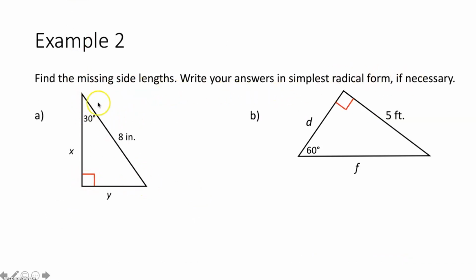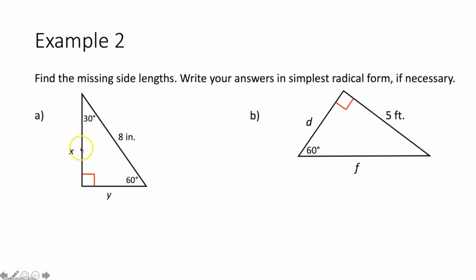So here we have a right triangle. We know it's a right triangle because of this little red box right here. And we know that one of the acute angle measures is 30 degrees. So I take 180 degrees, subtract 90, subtract 30, and I'm left with 60 degrees, meaning I have a 30-60-90 degree triangle, which means I can use the 30-60-90 degree triangle theorem, which says the length of the hypotenuse, the side that's opposite the 90 degree angle, is equal to 2 times the length of the shorter leg, the side that's opposite the 30 degree angle.